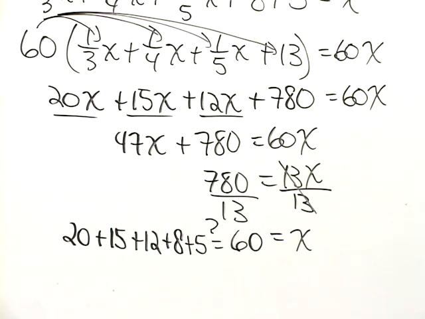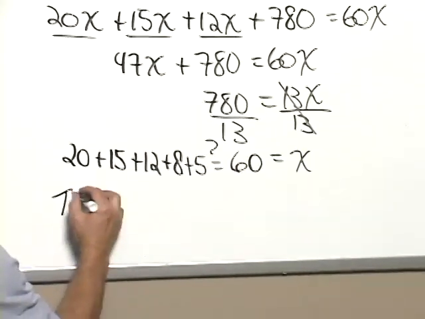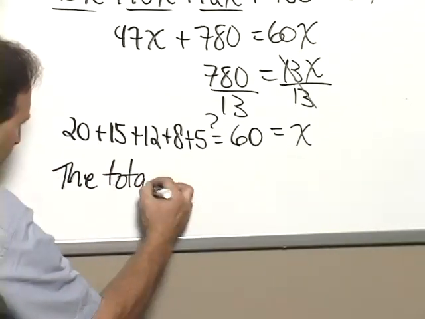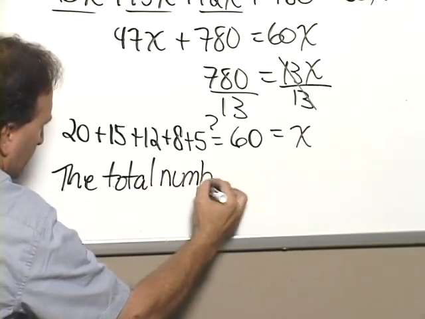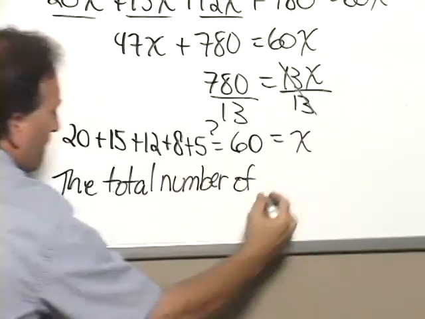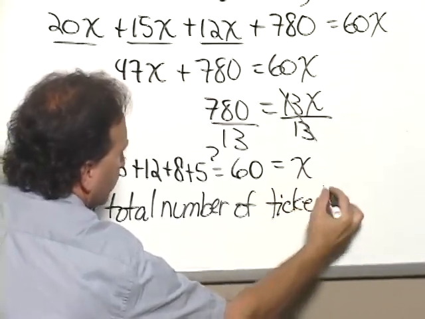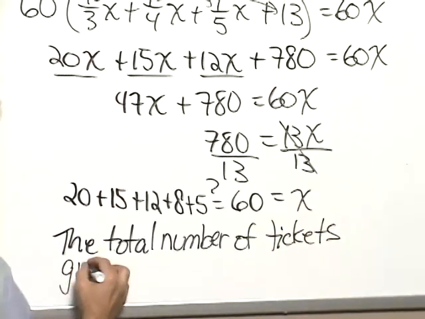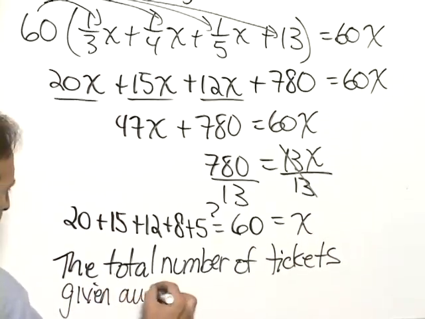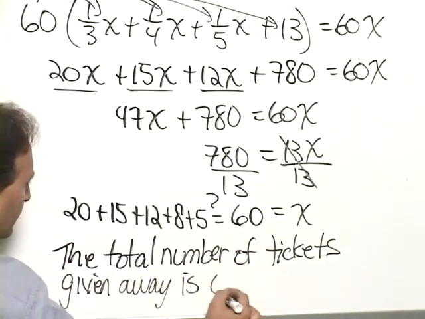So that checks, and that means that the total number of tickets given away is 60.